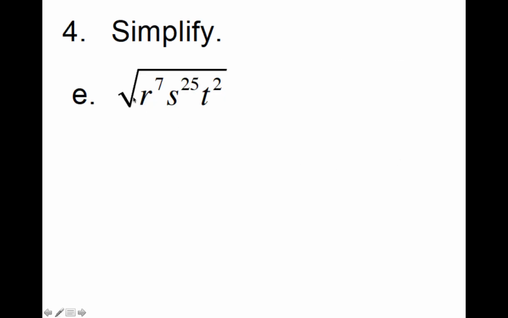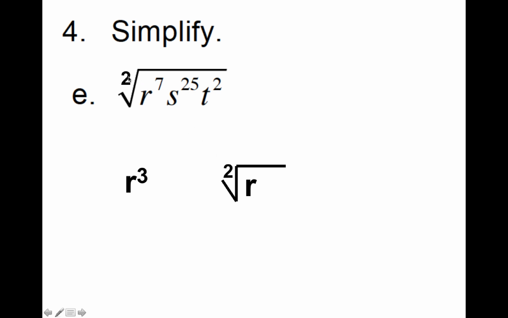For part E, the hidden number here is 2, because we're taking the square root. So you don't have to write that, but it's just a reminder. So we're looking for pairs of 2. How many pairs are in 7 R's? Well, in our little root here, there's 3 R's pairs, correct? With 1 left over, because you have 3 pairs of R in 7 with 1 left over.